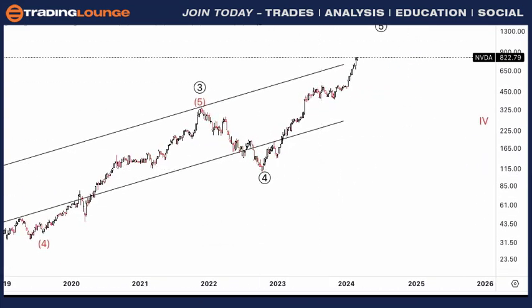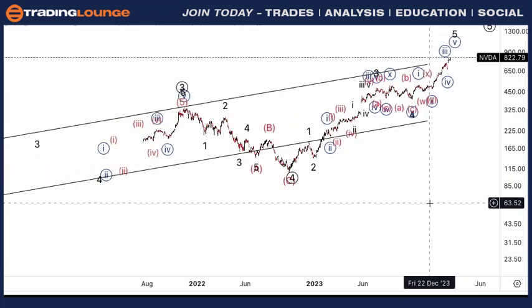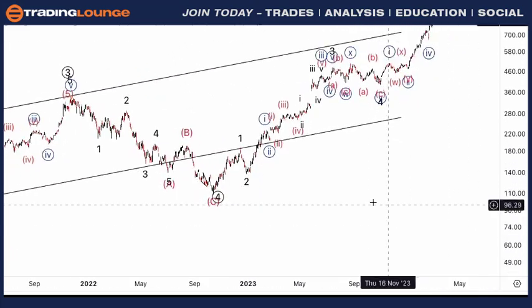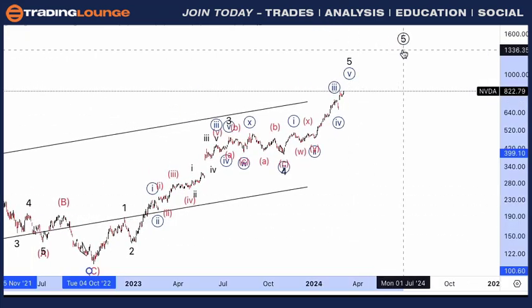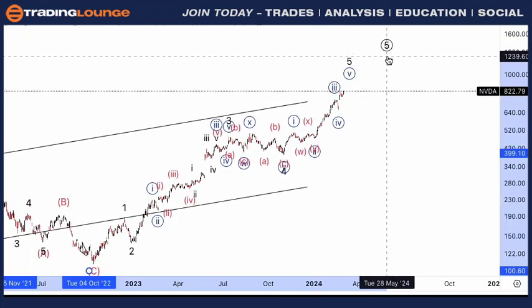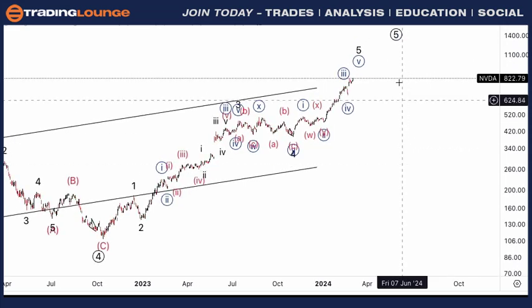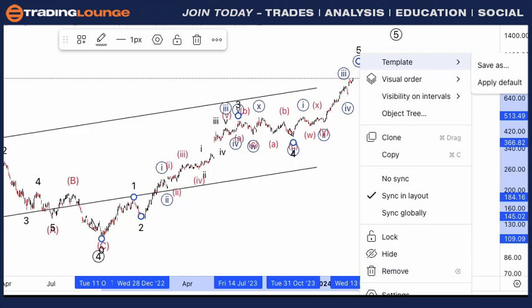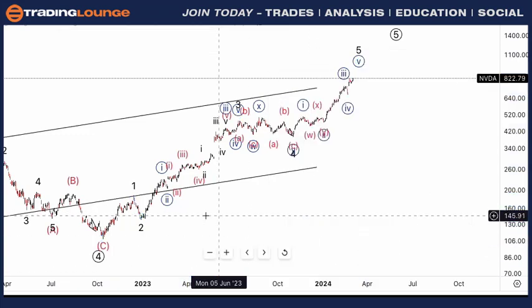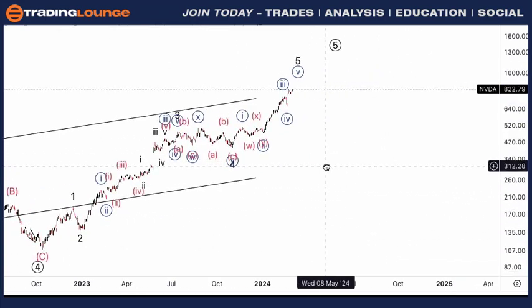Going to the daily, we can start focusing on the most recent move to the upside here into what appears to be cycle primary wave 5. Now, if this is primary wave 5, everything needs to be moved 1 degree higher, so this would need to turn into intermediate, and so on and so forth.